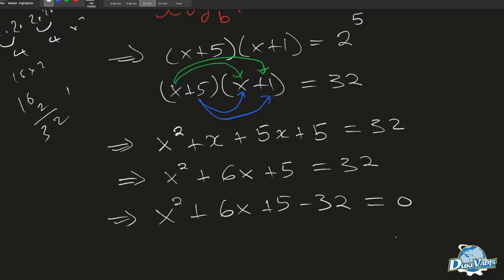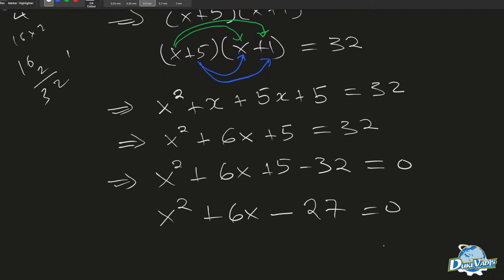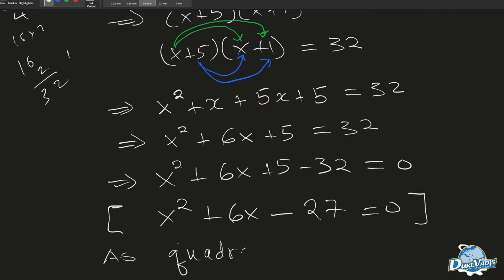So now, when we look at it, we are going to get x squared plus 6x minus 27 is equal to 0. You see that the complexion of our equation has changed. Look at the equation. The equation is now quadratic in x.